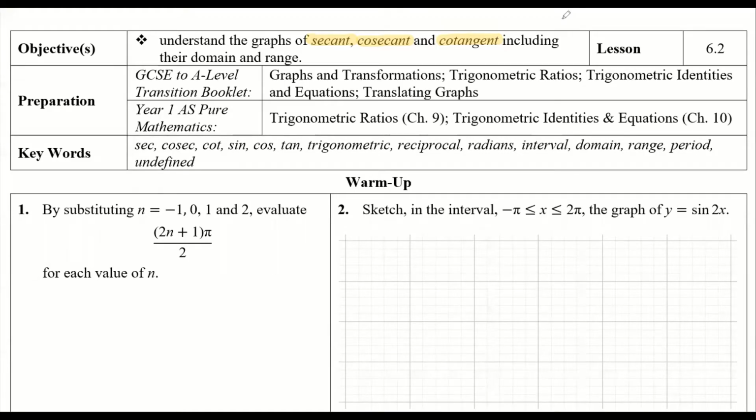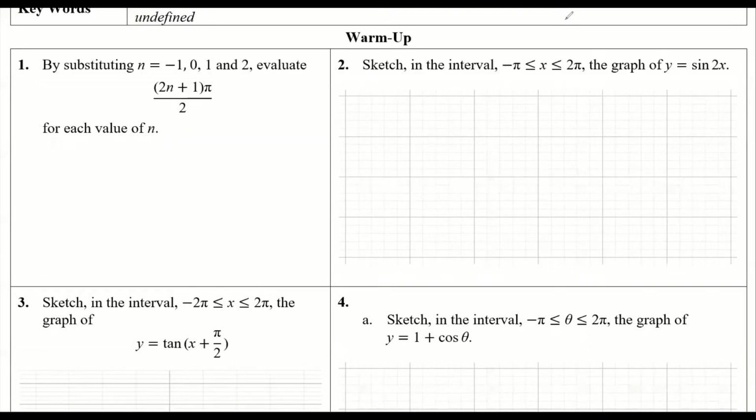Okay, and let's have a look at the solutions. All right, so question 1 is relatively straightforward. We just have to substitute in these particular values of n into the expression provided. Okay, let's see what happens if we do that. So the first value of n is obviously -1. So when n is equal to -1, what do we get? Well, we're going to get 2 multiplied by the -1 if I substitute that in. Then I have to add 1 to that, divide by 2, and this is multiplying pi.